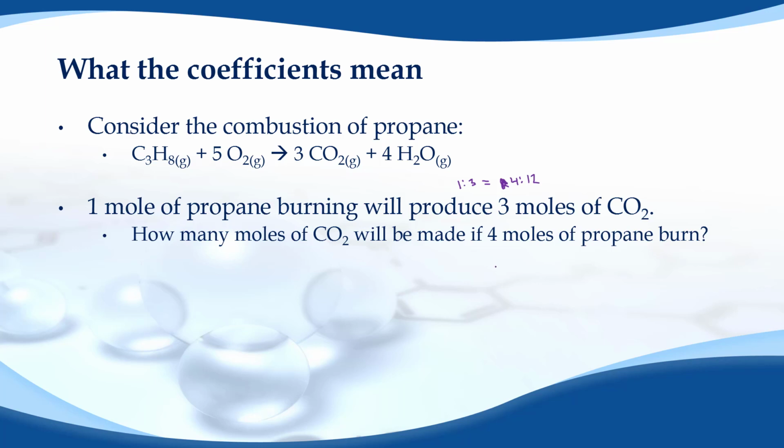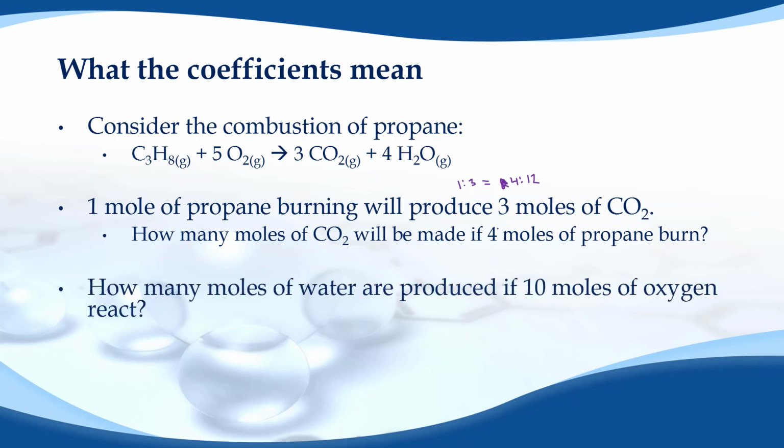Now, similarly, let's say that I had 10 moles of oxygen that reacted. If 10 moles of oxygen reacted, how many moles of water are we going to produce from that? Take a second and figure that out. Okay, so in the equation, 5 moles of oxygen make 4 moles of water. So 10 moles of oxygen, which is twice as much, will make 8 moles of water in that reaction. That, in effect, is all that stoichiometry is: just using those coefficients as a conversion.